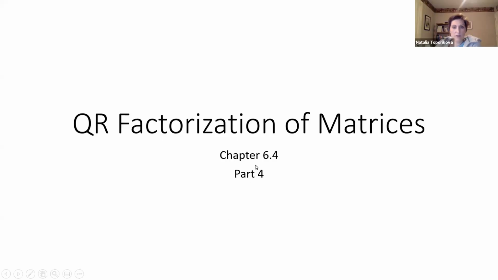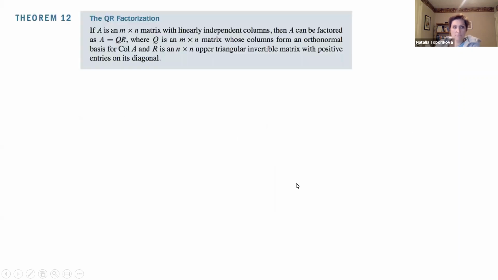Hello, this is the fourth part of chapter 6.4, and we will talk about QR factorization of matrices. QR is just another way to break a matrix into the product of two other matrices. For example, if we have A, which is an m by n matrix with linearly independent columns, then our matrix A can be factored into the product of two matrices, Q and R.